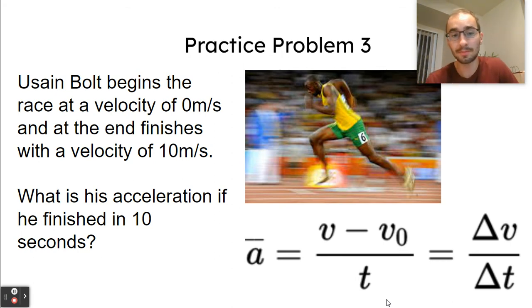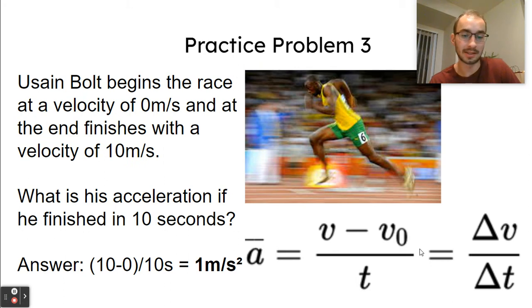Hopefully you notice I gave you the two velocities. The final minus the initial, 10 minus 0 is 10. And then you divide by the time, 10 seconds. So 10 divided by 10 is 1 meter per second, and then squared. That's the second squared because you divided by time. So that is Usain Bolt's average acceleration. Every second, he's getting 1 meter per second faster as he's picking up speed.